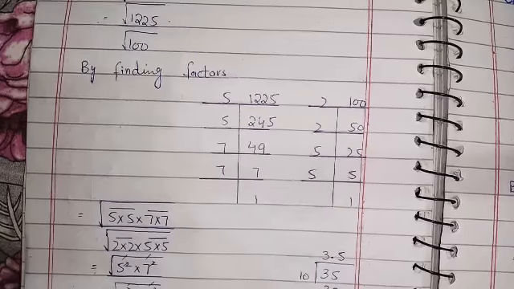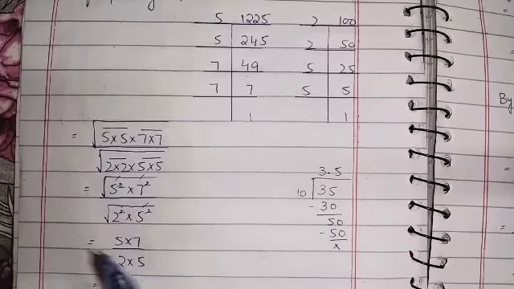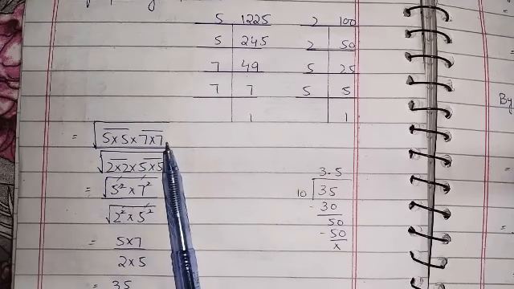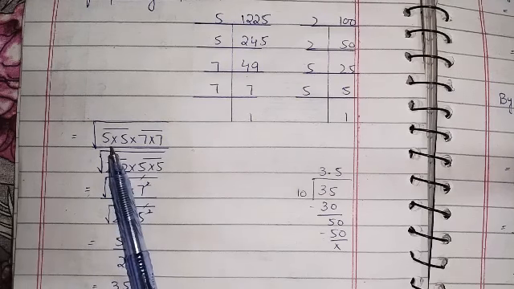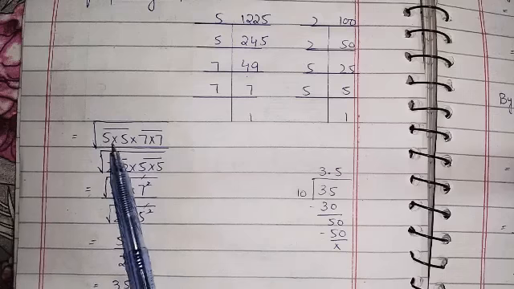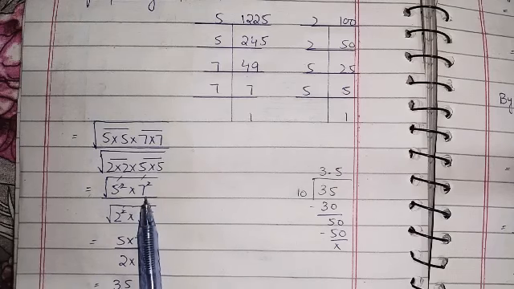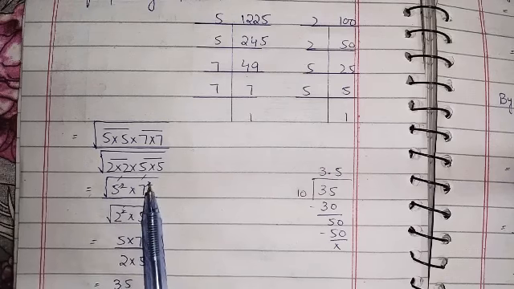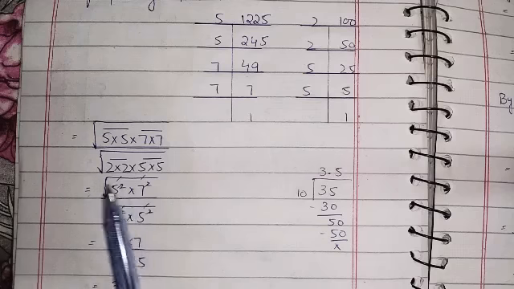Now students, we will write the factors of 1225 and 100 in the square root. Here you can see the factors of 1225 and here are the factors of 100. Now students, we will make pairs of them. Here is a pair of 5 and here is a pair of 7, and in the denominator we have a pair of 2 and a pair of 5. Now in the next step we will make squares of them. Here is a square of 5, here is a square of 7, and in the denominator we have a square of 2 and a square of 5. We cancel out the square with the square root.